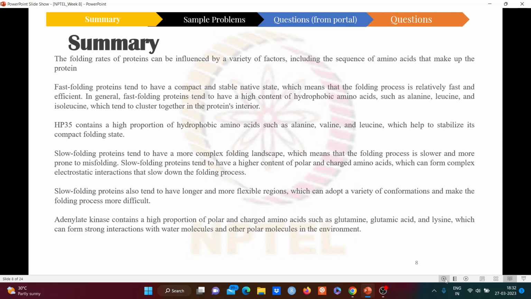However, it is important to note that there are many exceptions to these general tenets, and the folding kinetics of a protein can be influenced by many factors, including the presence of disulfide bonds, post-translational modifications, and interactions with other molecules. Therefore, predicting the folding kinetics of a protein based solely on its amino acid sequence is still a challenging task.